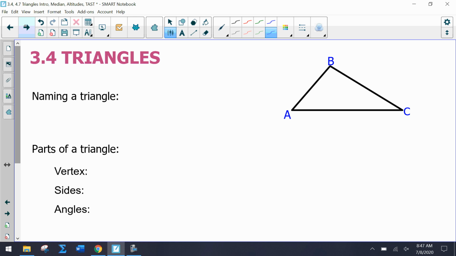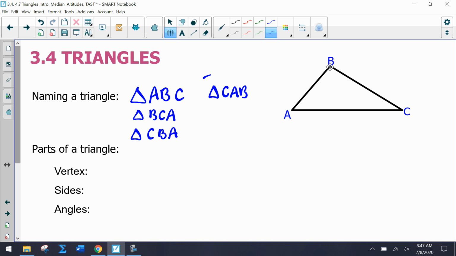Okay, so 3.4, triangles. I want everyone to draw this triangle, and we can name this triangle with a triangle symbol, and actually name the points. Okay, and it doesn't have to be in alphabetical order. So we could say triangle BCA. We could say triangle CBA. We can say triangle CAB. But as long as we're naming the points, okay?